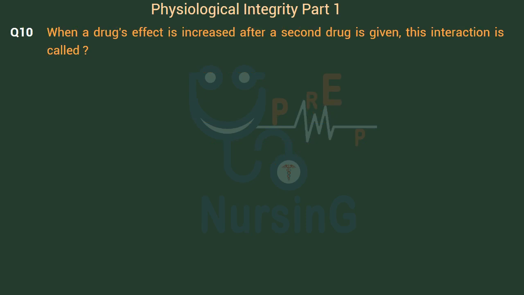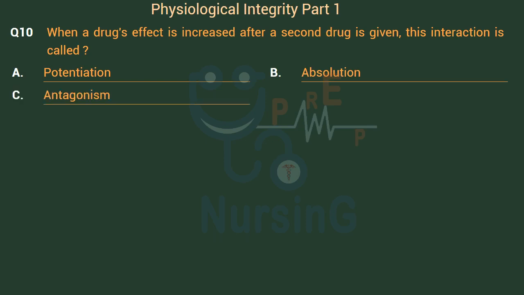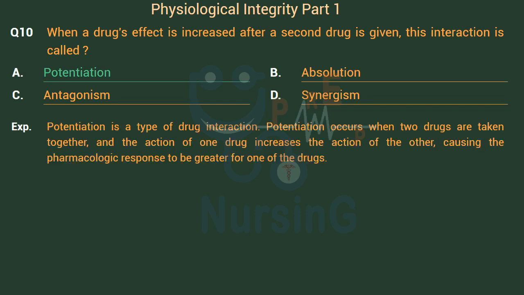When a drug's effect is increased after a second drug is given, this interaction is called: Option A. Potentiation. Option B. Absolution. Option C. Antagonism. Option D. Synergism. Right answer is Option A. Potentiation.